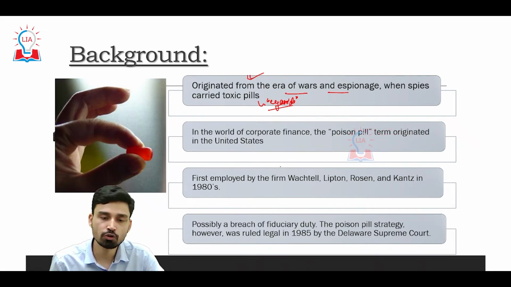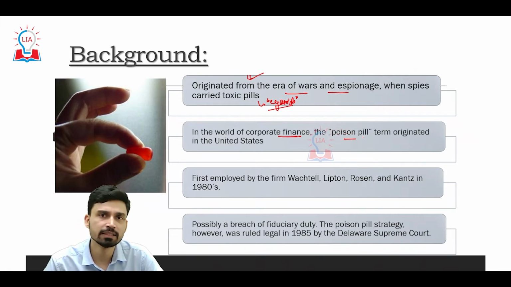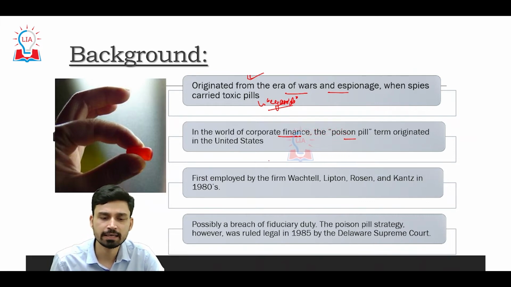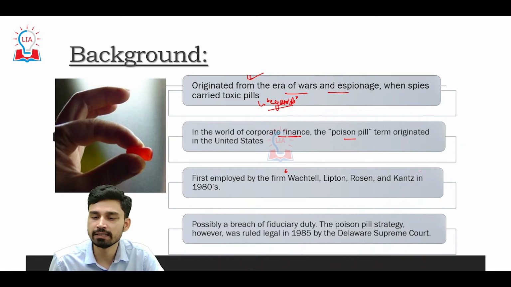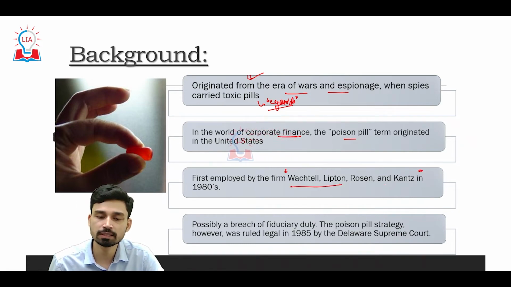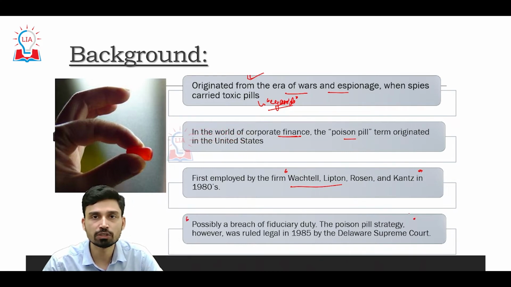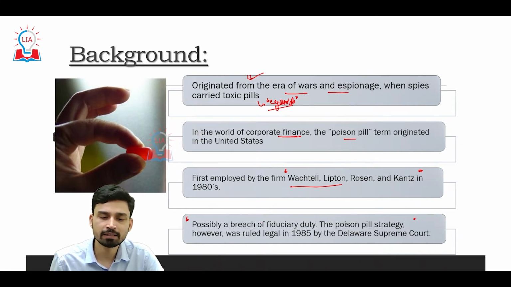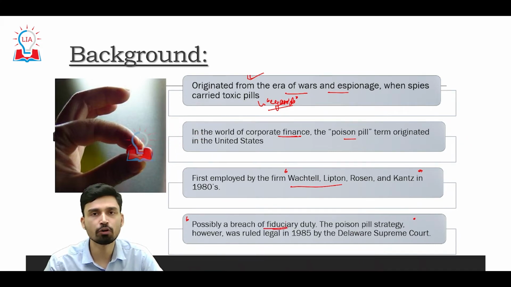However, in the world of corporate finance, the poison pill term originated in the United States somewhere in the 1980s, and the first time this technique was used is believed to be by a firm called Wachtell, Lipton, Rosen and Katz. At that time, when the poison pill strategy was used, it was generally believed to be a breach of fiduciary duty. It was not widely acceptable.